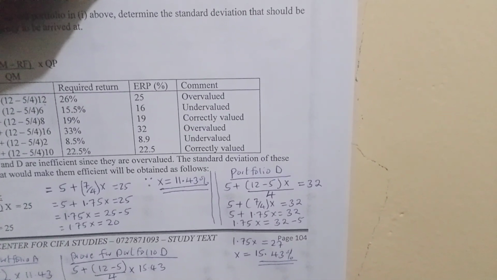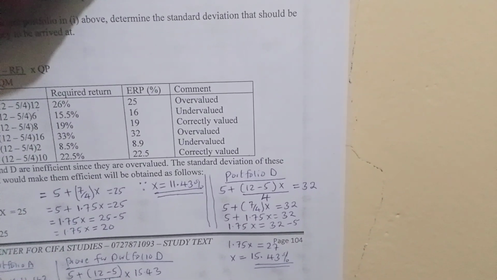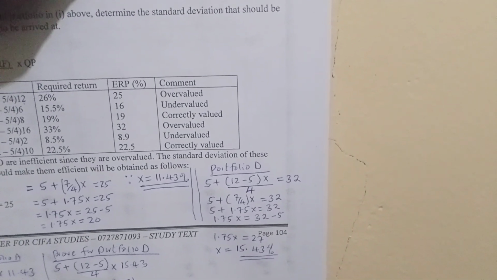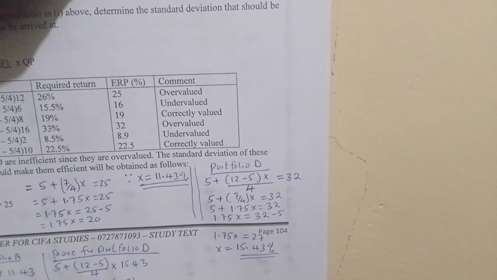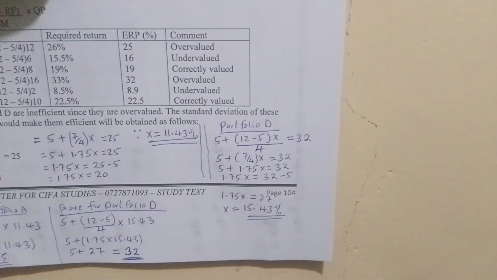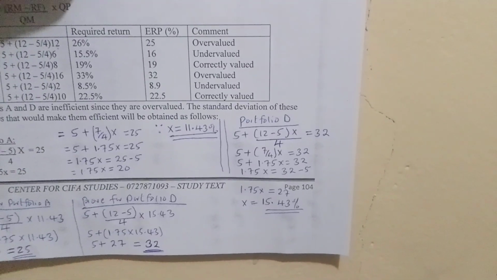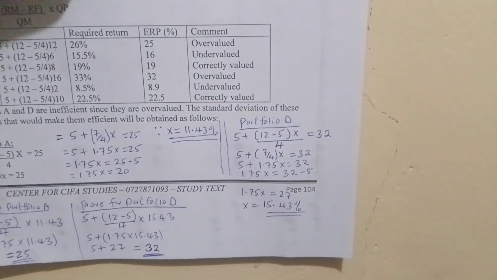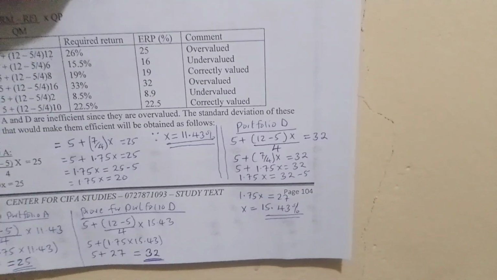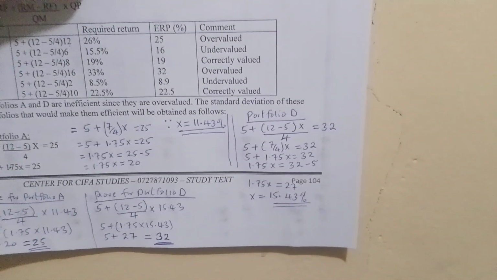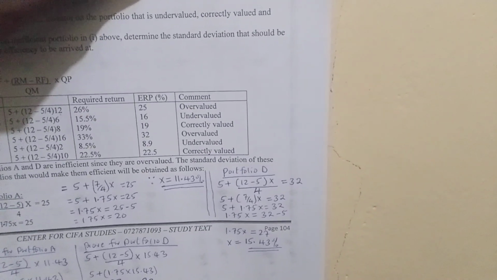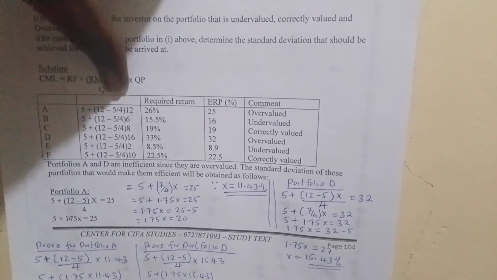5 plus 7 over 4, close the brackets, multiplied by X is equal to 32. 5 plus 1.75X, because 7 over 4 is 1.75, is equal to 32. 5 will cross to the other side: 32 minus 5. Then we have 1.75X equals 27. Divide both sides by 1.75, and 27 over 1.75 is equal to 15.43. So we should use a standard deviation of 15.43 instead of 16.